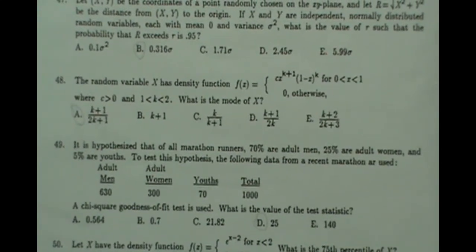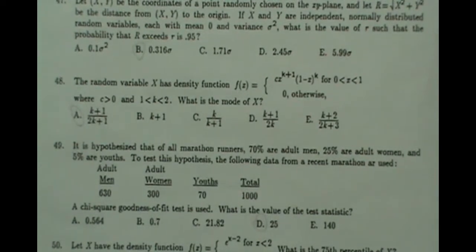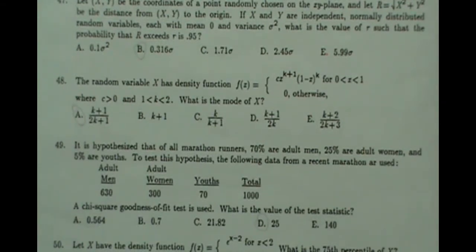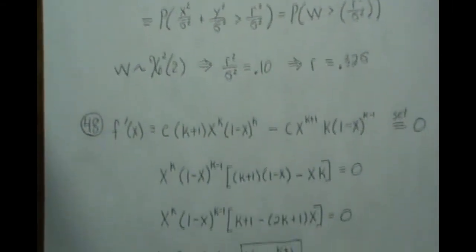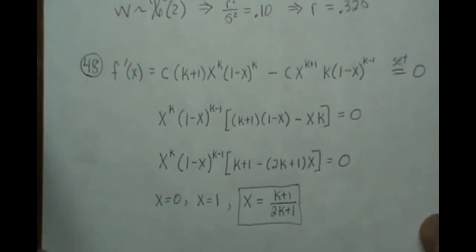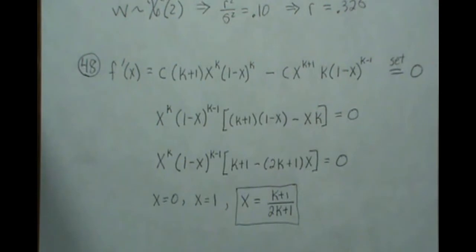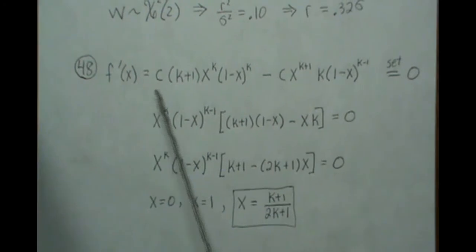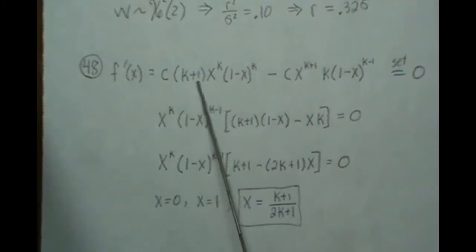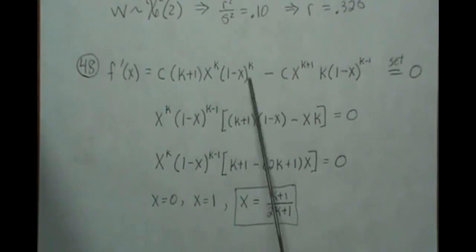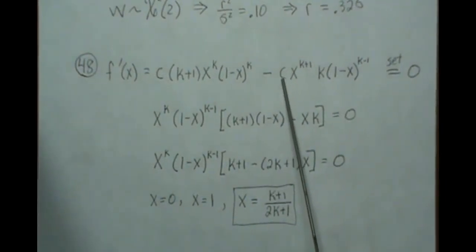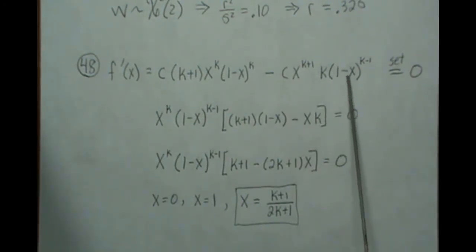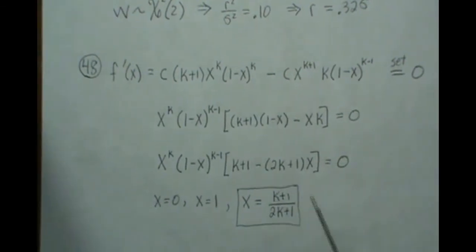48, the random variable x has density function f of x, which is equal to that there, where c is greater than 0 and k is between 1 and 2. What is the mode of x? Number 48, we want to find the mode, so we take the first derivative of the function. So it's the derivative, this C is a constant, so it's the derivative of the first times the second, constant comes out front, the first times the derivative of the second, and then the chain rule we have, and that's where that minus comes in.